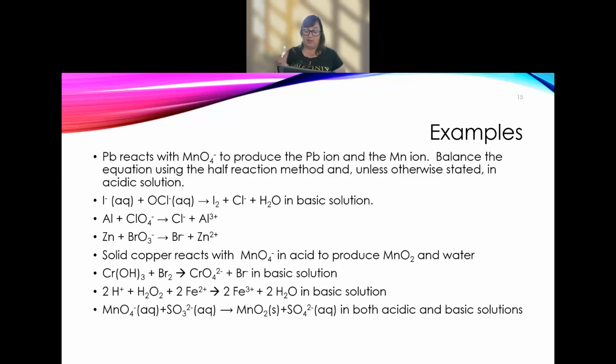We then multiply the copper by 3 and the manganese by 2. So 3Cu goes to 3Cu2+ plus 6 electrons. We have 6 electrons plus 8H+ plus 2 MnO4- goes to 2 MnO2 plus 4 H2O. Add and simplify, our electrons cancel. 3Cu plus 8H+ plus 2 MnO4- goes to 3Cu2+ plus 2 MnO2 plus 4 H2O.